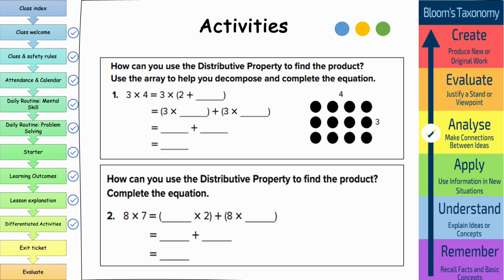This is also an extra activity about the distributive property, but this is an easy example. So 4 is decomposed to 2 and 2. So 3 times 2 and then 3 times 2. So 3 times 2 is 6 and then 3 times 2 is 6, and then the answer will be 12. The second one will be the same. So 7 will be decomposed because the 8 is still here. So 8 times 2 and 8 times 5. And then you will continue finding the answer.